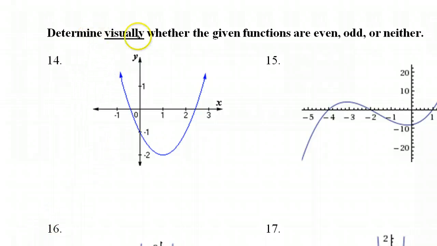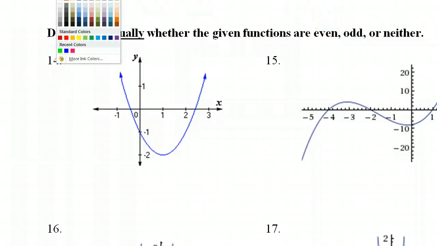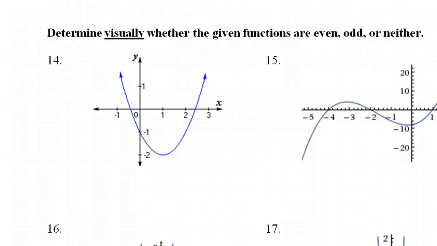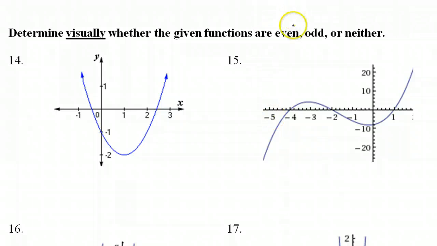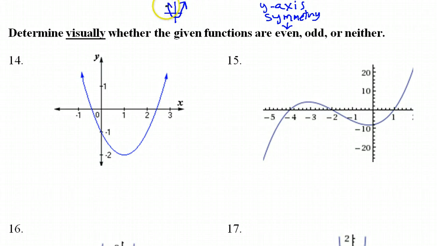Okay, now we're supposed to determine visually whether the given functions are even, odd, or neither. Well, we learned that if the function is even, then it's going to have y-axis symmetry. Okay, it'll have y-axis symmetry if it's even. In other words, it should be symmetric around the y-axis, like this maybe.